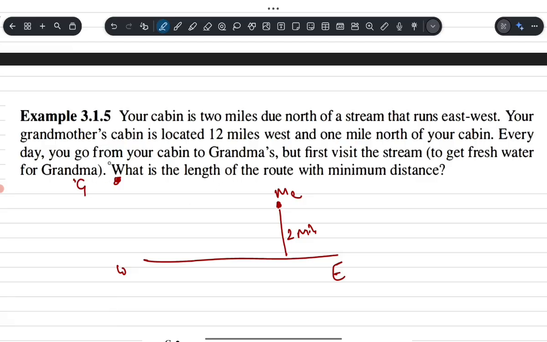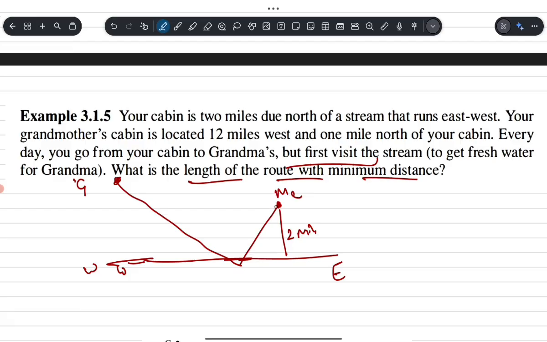So every day you go from your cabin to grandma's cabin, which first visit the stream to get fresh water. Okay, I don't care about the fresh water. What is the length of the route with the minimum distance? So I have to visit the stream as well, and then go to my grandma. All right. So from here, I'll go there. This is the stream, and then to grandma.